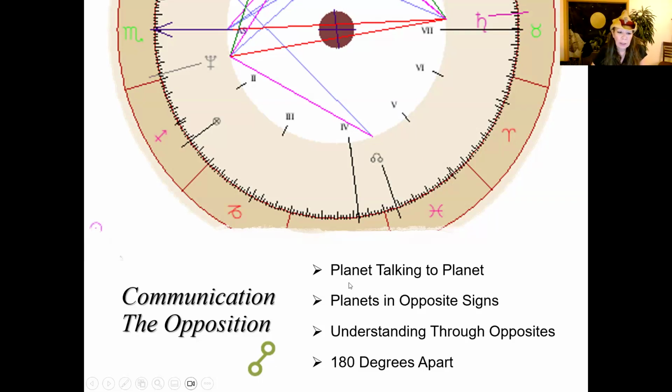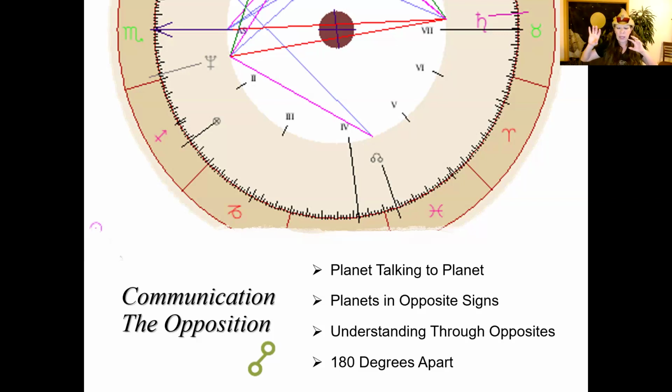Again, when we're talking about aspects, we're only talking about planets talking to planets, and how they communicate is through the sign. So in opposition, if you have opposition within a chart, you're looking at planets in opposite signs. And we're going to roll through each of those too, so it comes to the forefront of your mind. And in here, it's not the easy flow-through talent.